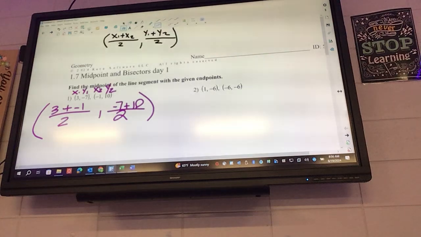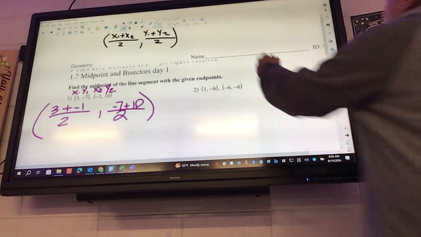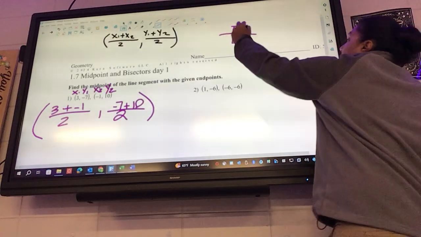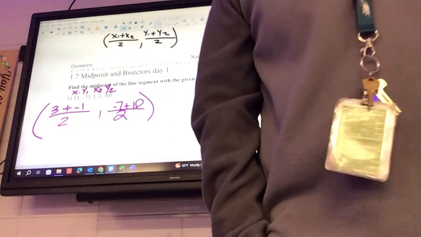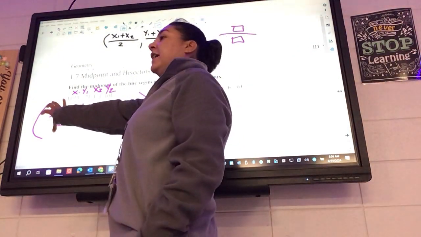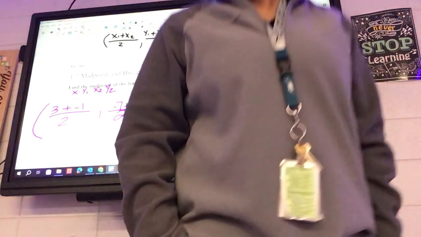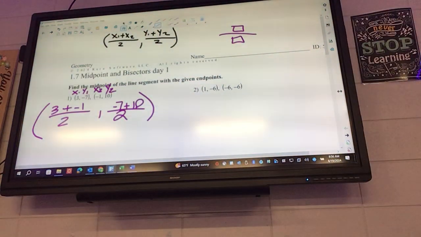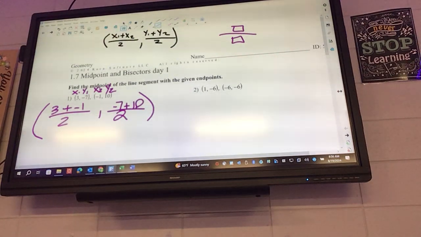Okay, so turn on your calculator. You're going to hit your fraction button. It's to the left of the calculator for sure. It looks like this. Okay, so hit your fraction button. On the top part of the fraction, we're just dealing with this one. So 3 plus -1. Then you're going to hit the down arrow in the center, and then you're going to put a 2, and hit equals. 1.